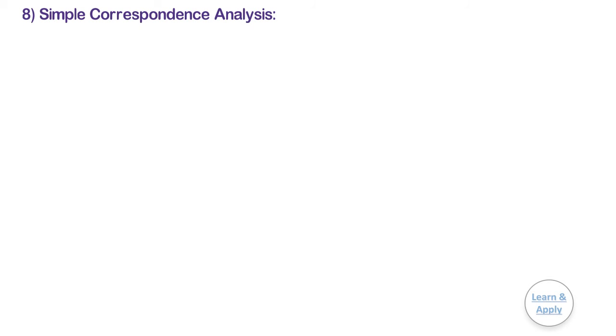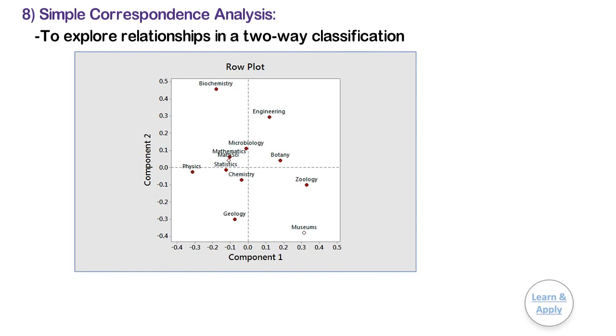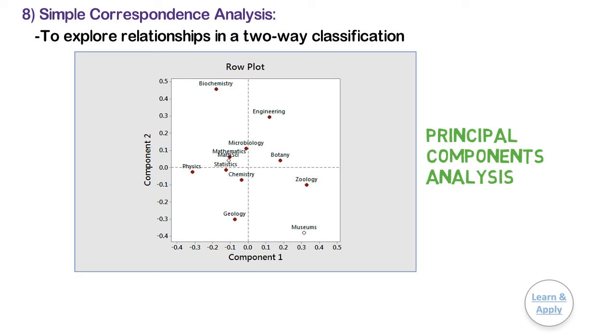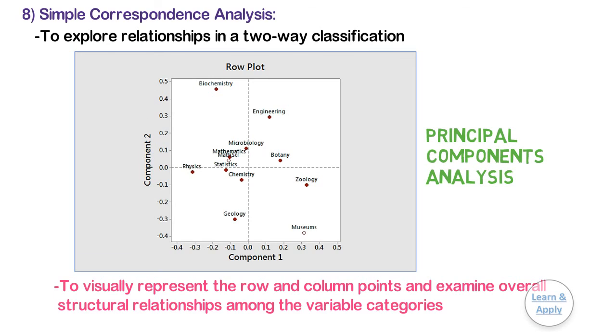This analysis is used to explore the relationships in two-way classifications. This procedure decomposes a contingency table in a manner similar to how principal components analysis decomposes multivariate continuous data. Using this analysis, you can create graphs to visually represent the row and column points and examine the overall structure of relationships among the variable categories. And 9.